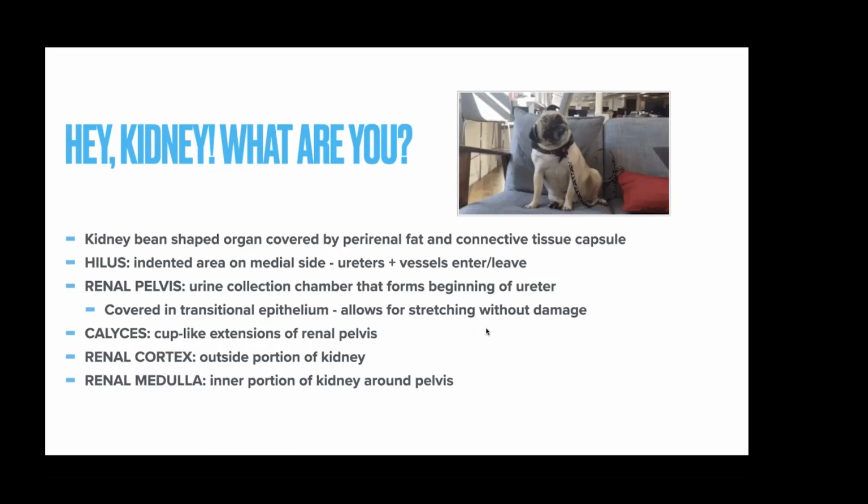Then we have our calyces. These are cup-like extensions of the renal pelvis. We have the renal cortex, which is the outside portion of the kidney. And then the renal medulla is the inner portion of the kidney that's around the pelvis. There's obviously a couple more anatomy parts of the kidney, but in pertaining to what we need to know right now, this is just what we're going to talk about.